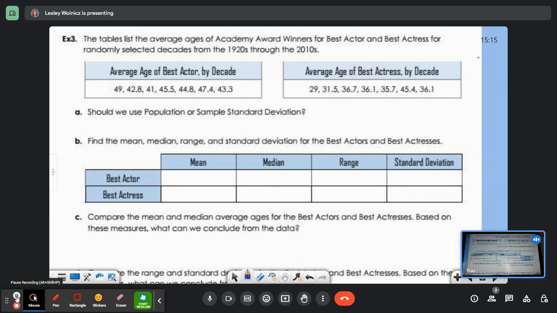Look at part A. Should we use population or sample? Sample. You are correct. How did you know? Because it's like the population of just the best actors. Okay, what was the key word in here that told you? Average ages of primary award winners. Does it say for all the decades? No. So randomly selected. Okay, that's what tells you that it's a sample.